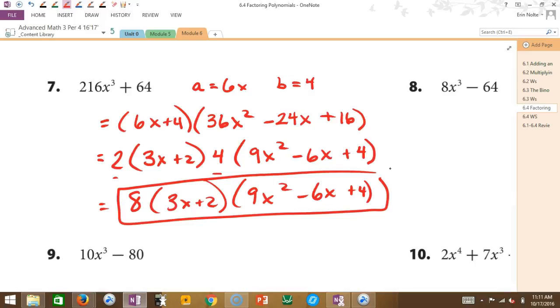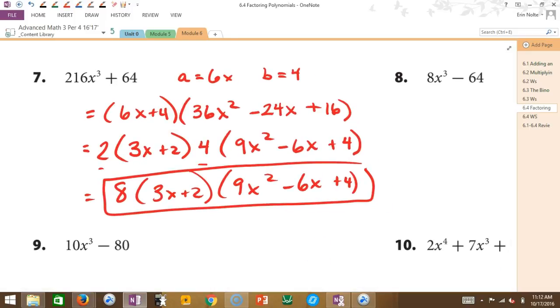8. We could have originally taken an 8 out of that. Always shortcuts. There's always a shortcut, right? So how do we feel about sum and difference of cubes? Everybody okay with that one?